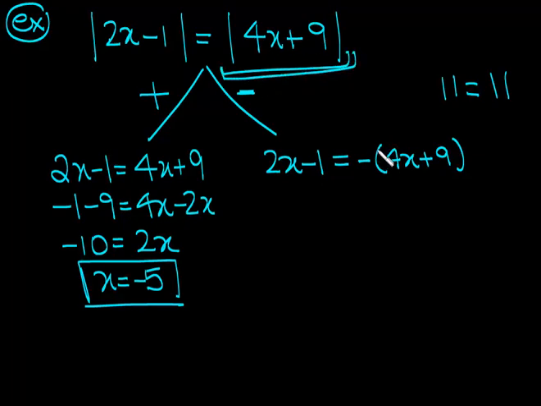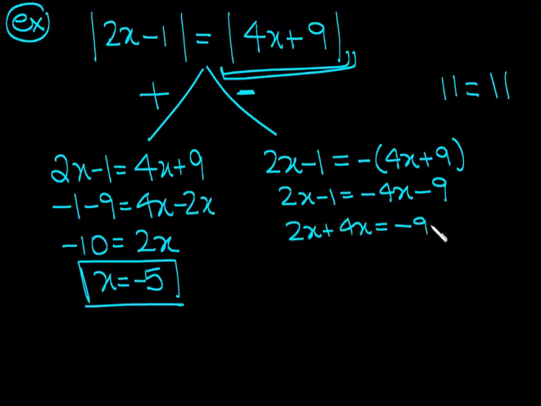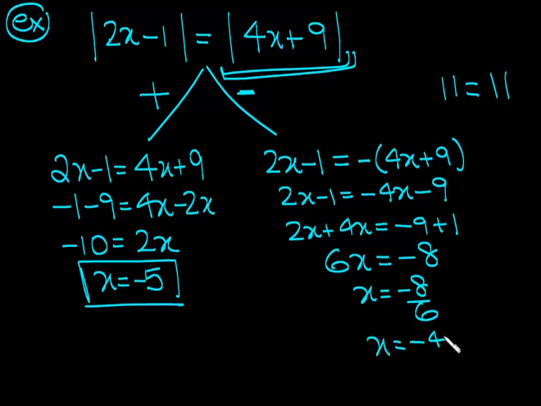So out here we distribute. We get negative 4x minus 9. We isolate x on one side. So we end up with 6x is equal to negative 8. So you divide by 6. Okay. So we end up with x is equal to negative 4/3.